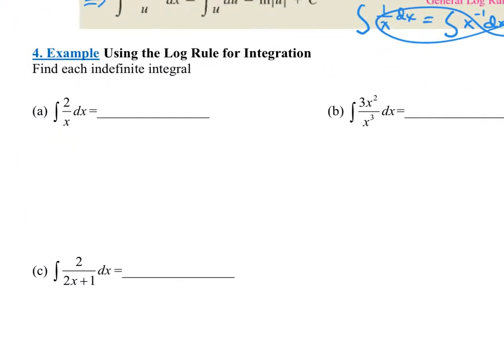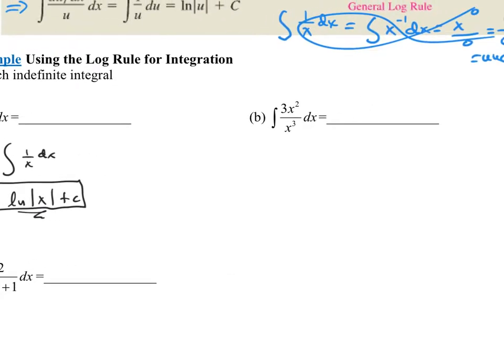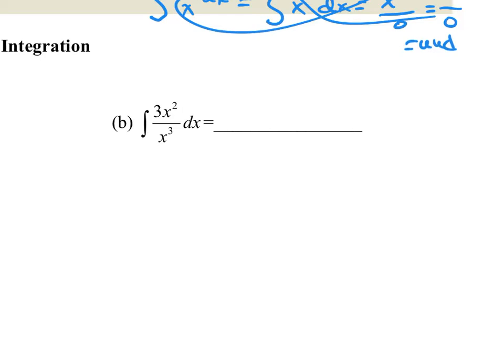Example 4a says the integral or antiderivative of 2 over x dx. Well, this is the same thing as 2 times the integral of 1 over x dx. Just pull that constant out in front. And we know that the integral of 1 over x is the natural log of the absolute value of x plus c. Yes, you do need the absolute values, or no, I cannot count it as correct. So make sure anytime you have a natural log when you're doing your integration, that you put that absolute value there.